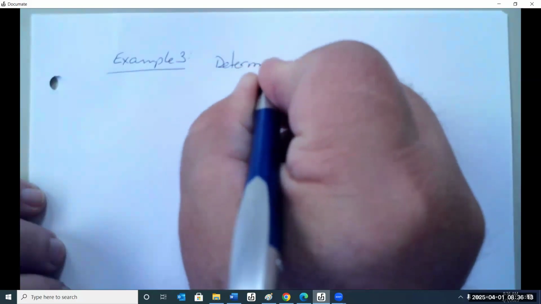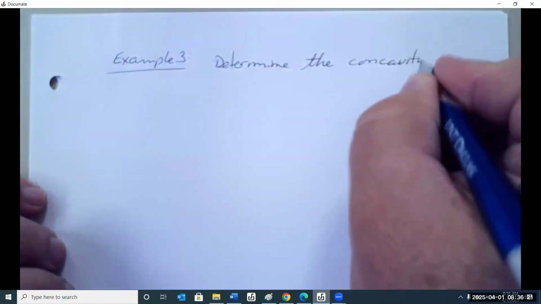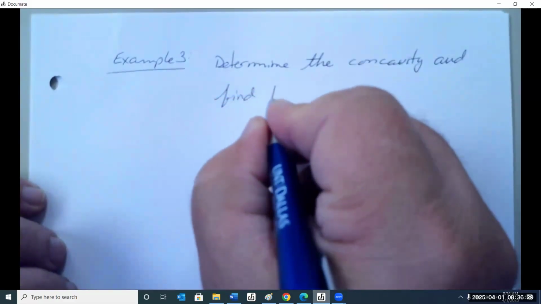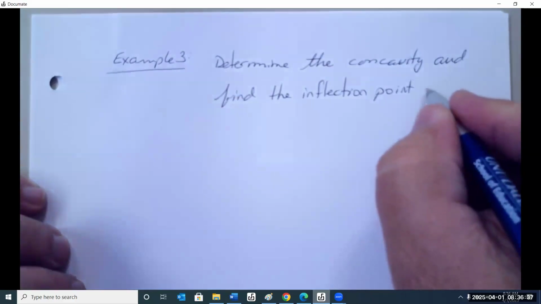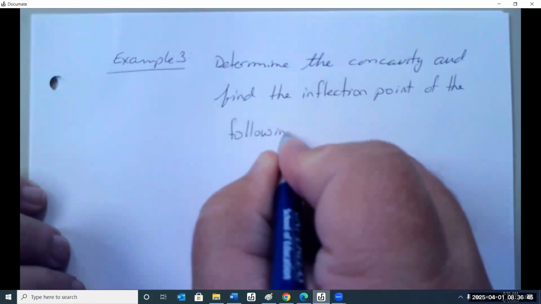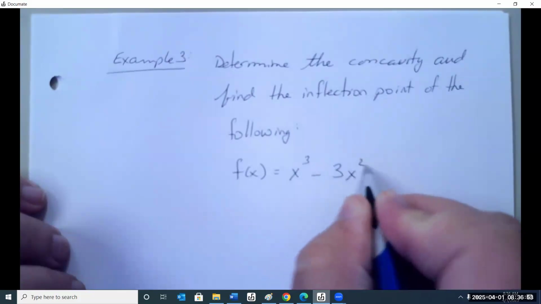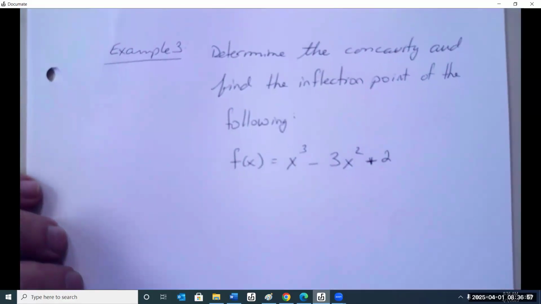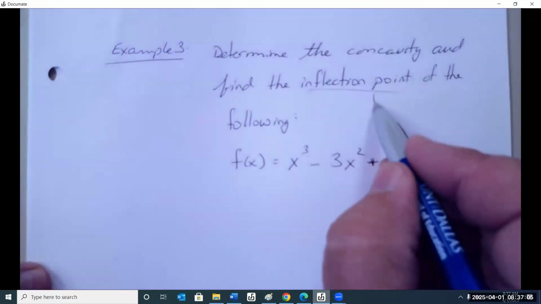Example 3. Determine the concavity and find the inflection point of the following. f of x equals x cubed minus 3x squared plus 2. You notice I said inflection point. That's the point of inflection.